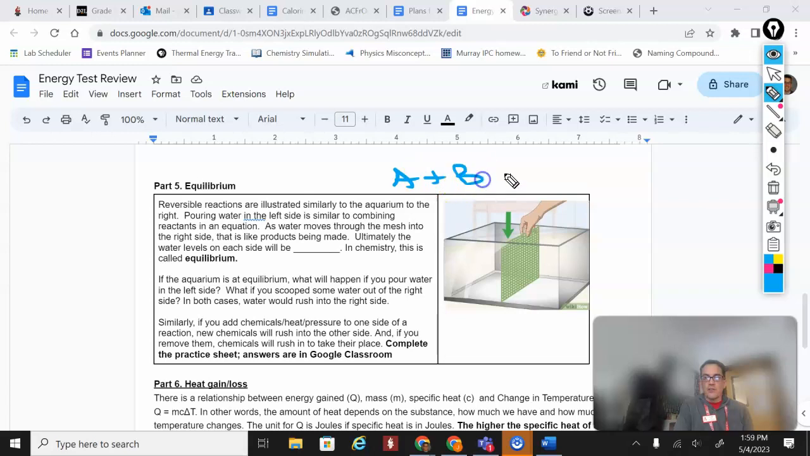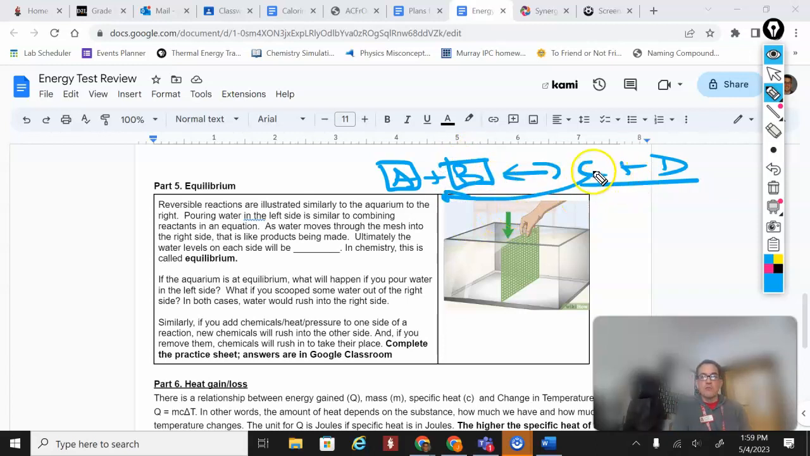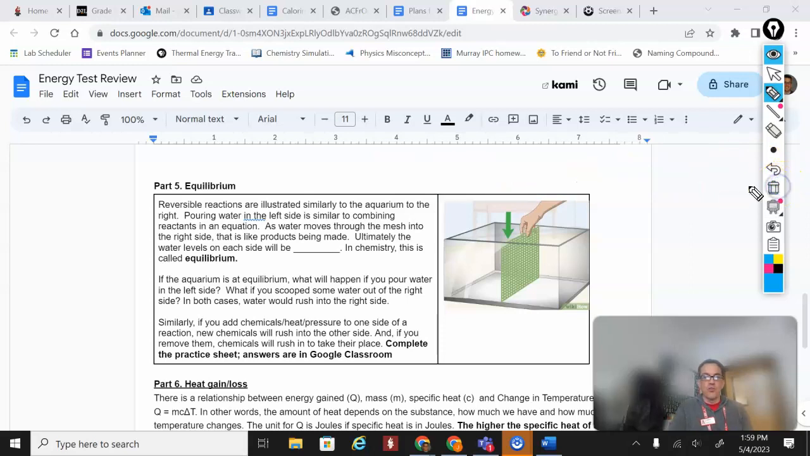Again, if you had these substances, if I added more A, I would expect to probably get more of these things over there. If I removed some B, I would expect to get more A and B made, because the C and D products would come back together to balance things out, just like if we removed the water that was there.